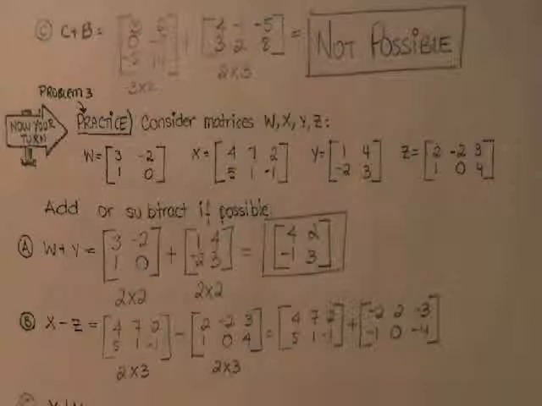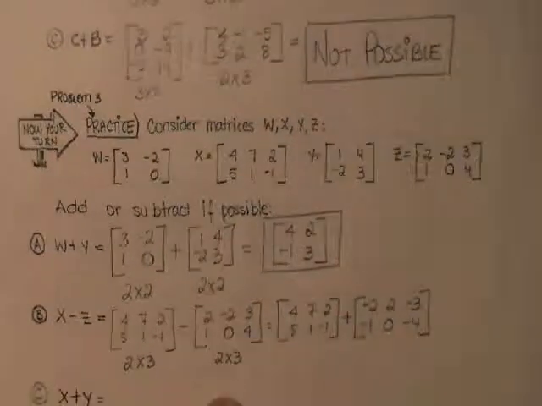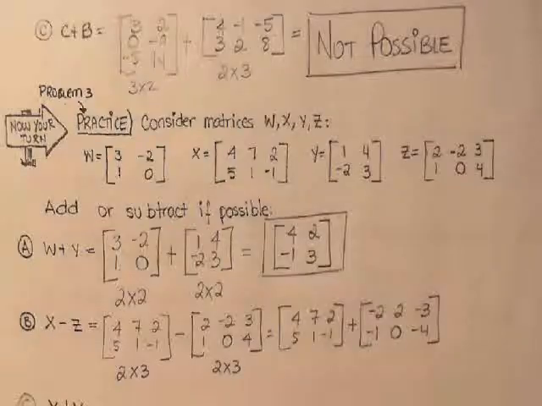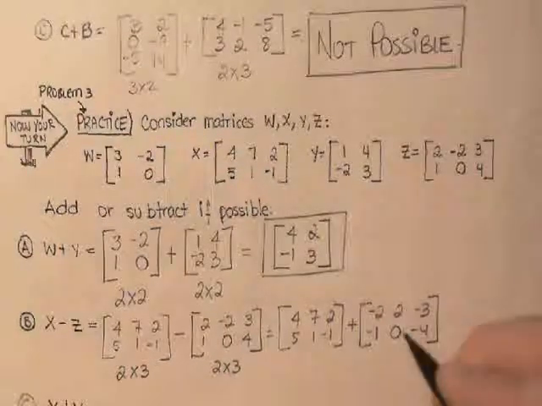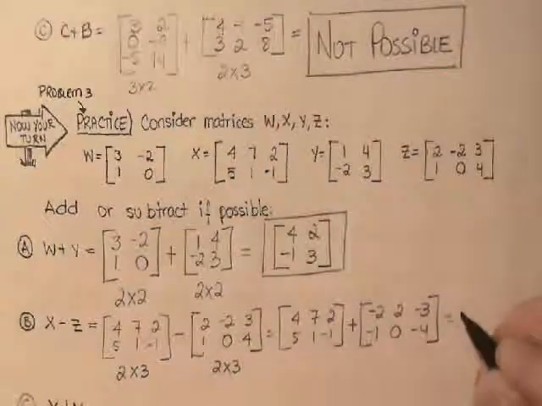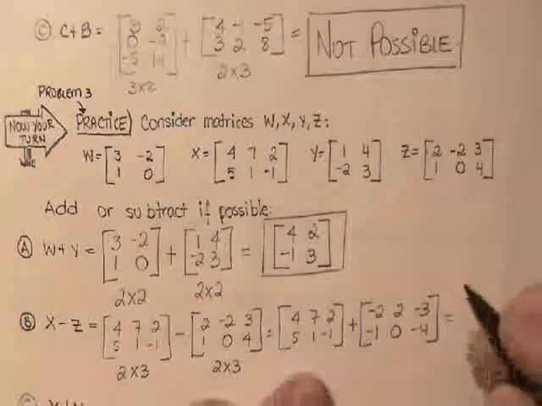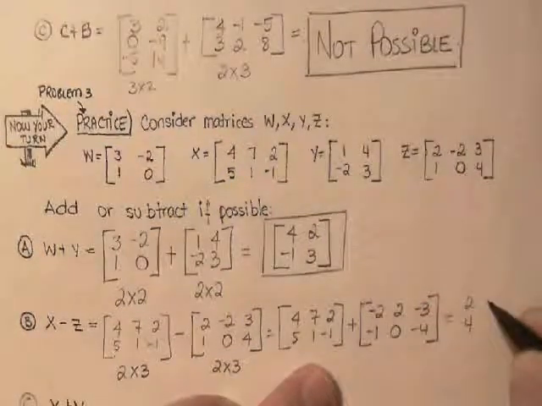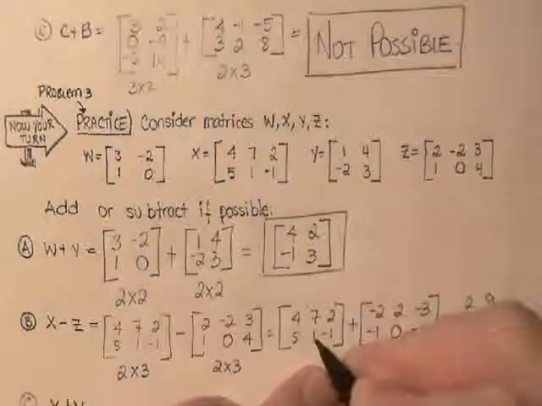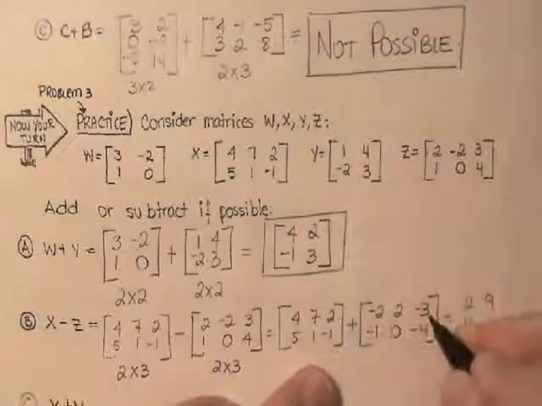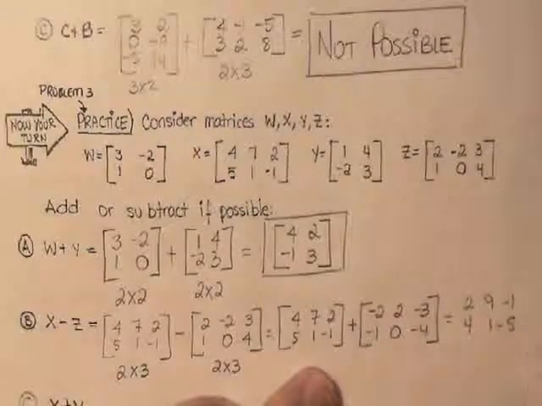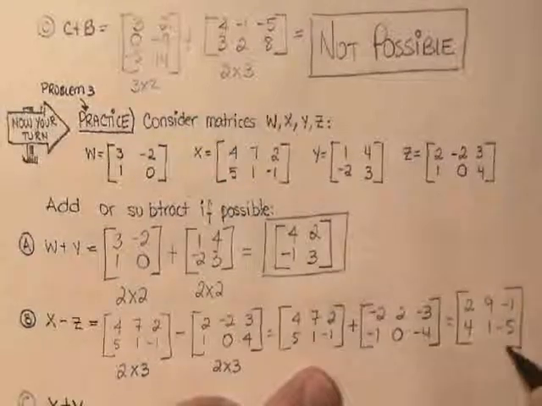Okay, now with them, let me fix a little bit the image here. There you go. Alright, now what we're going to do is combine them. So 4 and negative 2 is 2, 5 minus 1 is 4, 7 and 2 would be 9, 1 and 0 would be 1, 2 and negative 3 is negative 1, negative 1 and negative 4 is negative 5. And that is our answer.